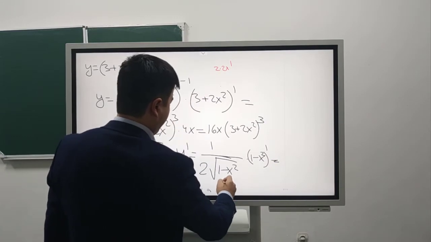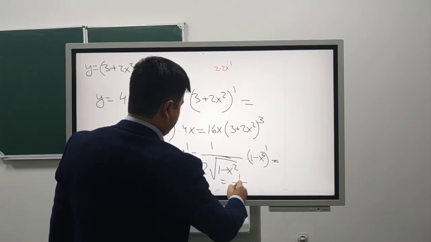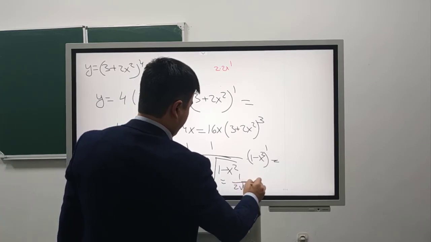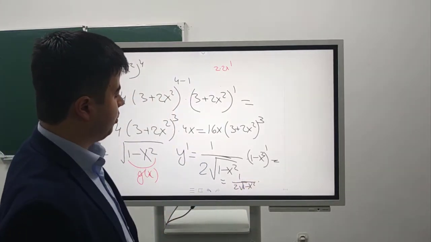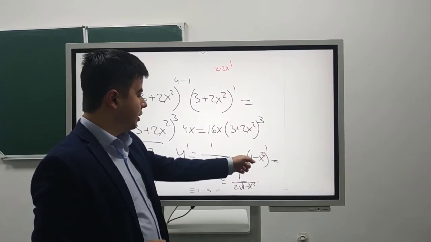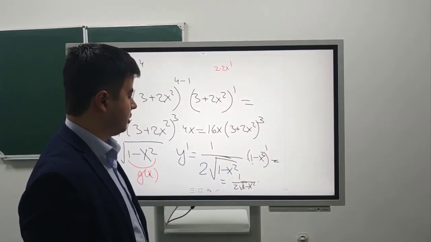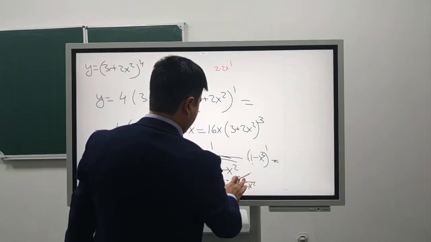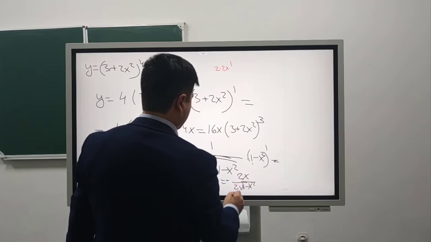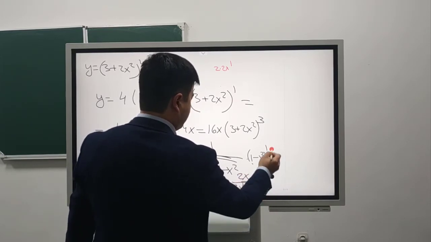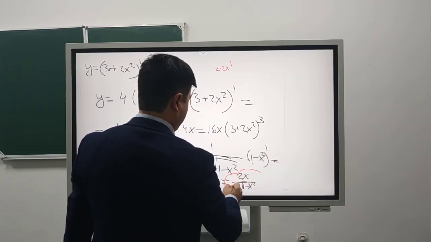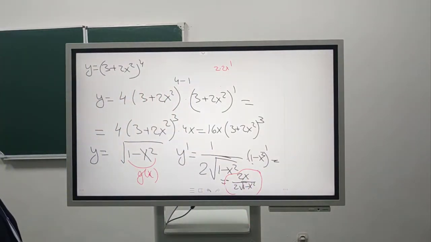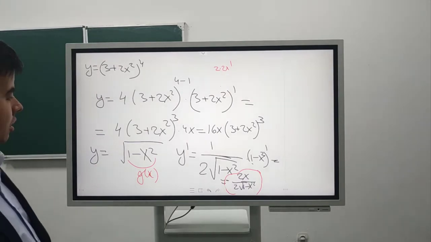If you continue, here we have 1 over 2 square root of 1 minus x squared, times the derivative of 1 minus x squared, which is 0 minus 2x. So the answer, if you multiply, is minus x over square root of 1 minus x squared. This is the answer. This is the solution. Okay.